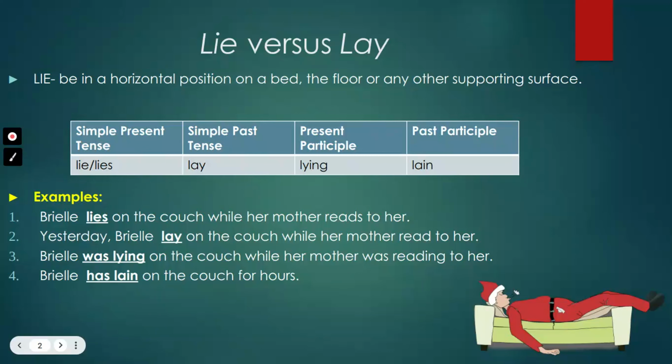And then number four, Brielle has lain on the couch for hours. So please bear in mind the past participle of the verb to lie that conveys this meaning is not laid. Again, very often we hear people say things like, I have laid here for a long time. That is incorrect. The past participle is lain. And you need it to form your tenses like your present perfect tense and your past perfect tense. In number 4, this sentence is expressed in the present perfect tense.